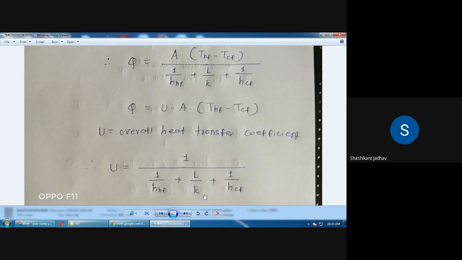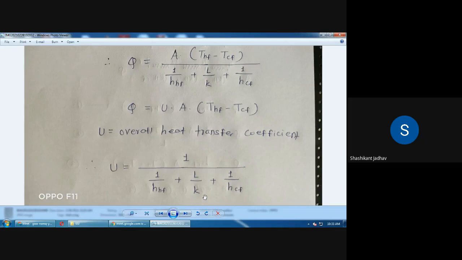La by Ka, because thickness of layer A is La and thermal conductivity of layer A is Ka. Similarly for layer B, thickness is Lb and thermal conductivity is Kb. So according to that, La upon Ka plus Lb upon Kb plus 1 upon Hcf. So in that way we have to write down the equation for that particular condition. Okay, so this is about the overall heat transfer coefficient. Next we have to see the problems on this.